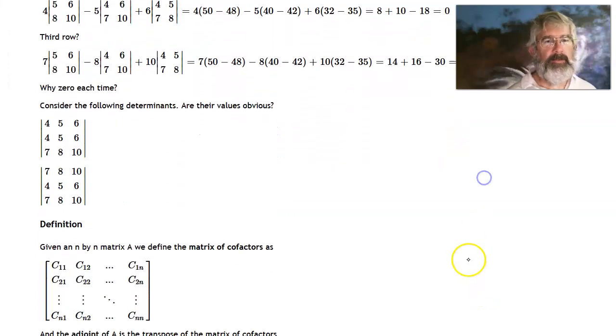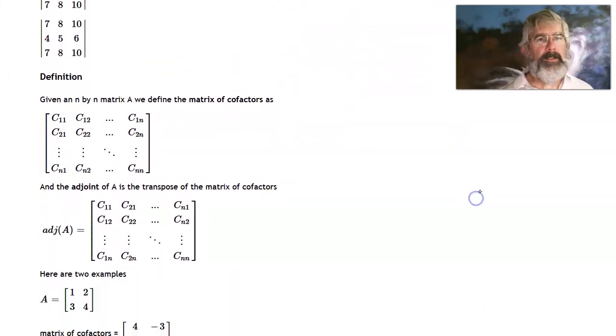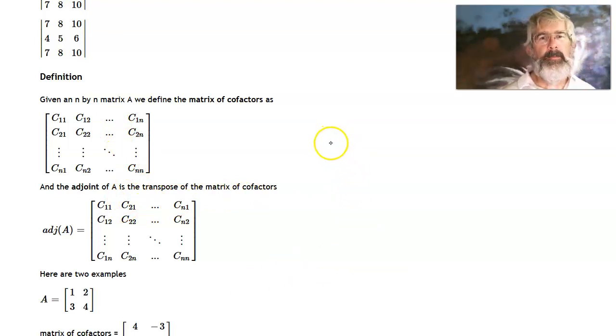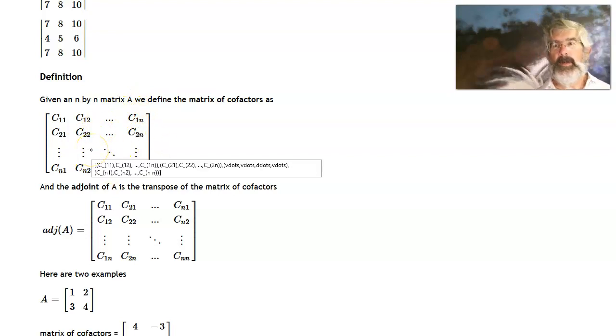Okay. Now let's give a couple definitions here. Given any n by n matrix A, we define the matrix of cofactors like this. So if A is n by n, the matrix of cofactors will also be n by n. And the entry in the first row, first column is the cofactor from the first row, first column. The entry in row 1, position 2, is the cofactor for row 1, column 2, and so on. So each position in matrix A has a corresponding cofactor. If I calculate all those cofactors, then I get this thing called the matrix of cofactors.